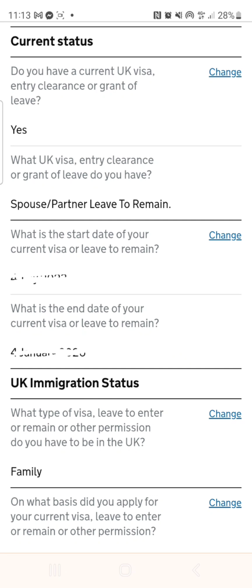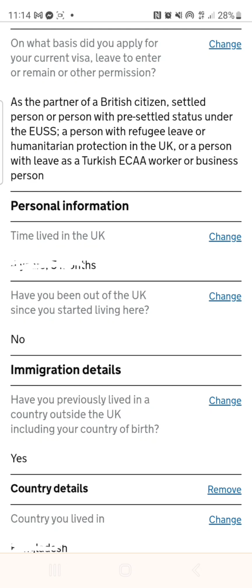Do you have a current UK visa, entry clearance or grant of leave? Yes. What UK visa, spouse or partner? That I have, initial 2.5 years initial visa. The date of your current visa, leave to remain. What is the end date of your current visa? On what basis did you apply for a current visa? I applied as a partner of British citizen or settled person, a partner with indefinite leave to remain.